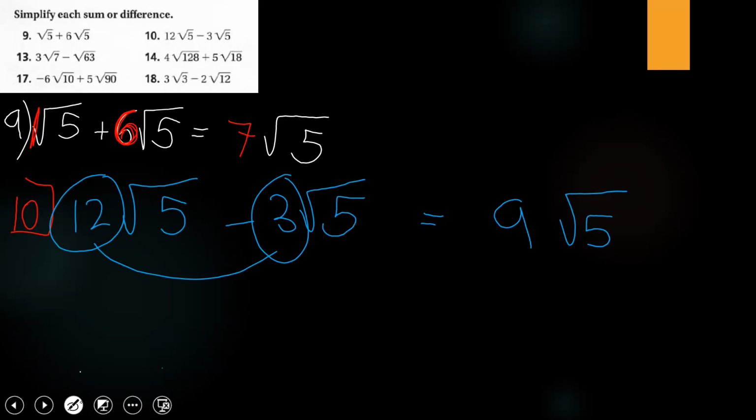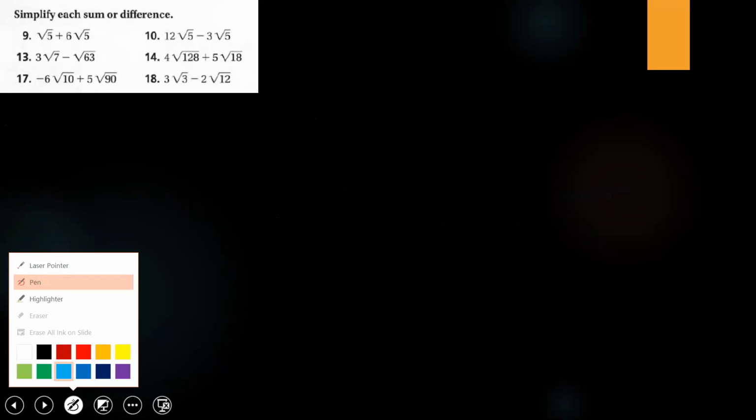Let's do now number 13. In number 13 here, we have 3 square root of 7 minus square root of 63. As I told you, if you look at them, they are not simplified. They are not the same, so we cannot subtract them. But the number 63 is not a prime number. We can factorize it. It's not a simplified radical.